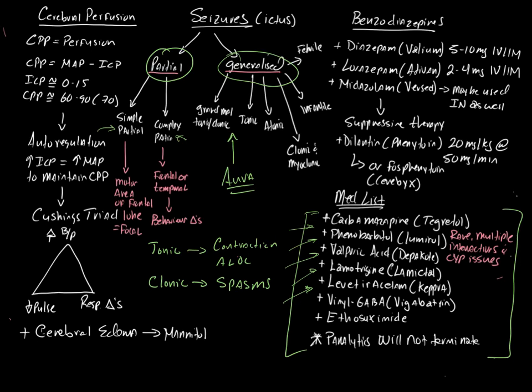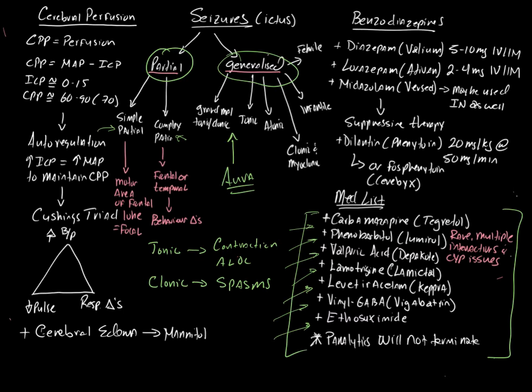Keppra. Vinyl GABA, which is a pro-GABA, vigabatrin. This monstrosity there as well. Ethosuximide. Now, some of these drugs are better at treating simple or partial seizures, and some of them are aimed at treating generalized seizures.